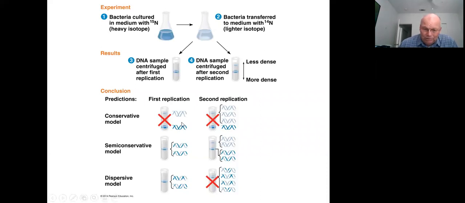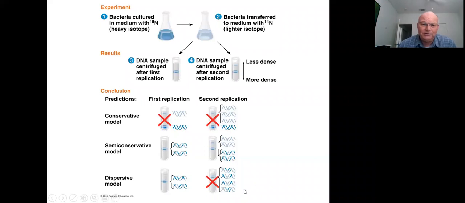If you didn't get that, well, it couldn't be conservative, but you could not differentiate semi-conservative from dispersive after one round of DNA replication, because both of them are going to give a DNA molecule with a mixture of light and heavy. You needed to let it replicate twice to be able to distinguish between semi-conservative and dispersive.